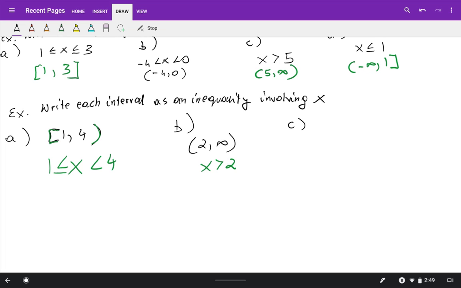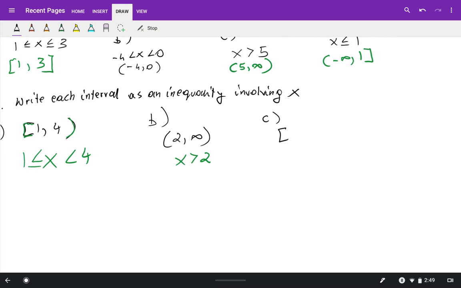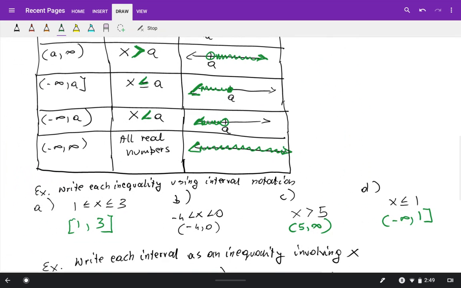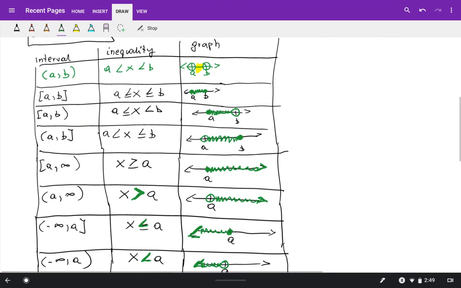C, we have bracket 2 comma 3. So again, when you have two numbers in an interval, that means you're going to have a combined inequality. That will be x greater than or equal to 2 and less than or equal to 3 because of the brackets. So you have an inequality with an equal sign. And this is the example, bracket a b. So that's the inequality which you're going to use.